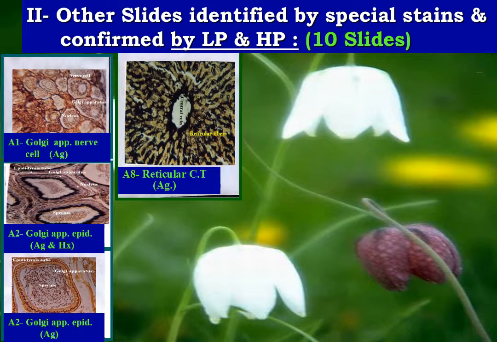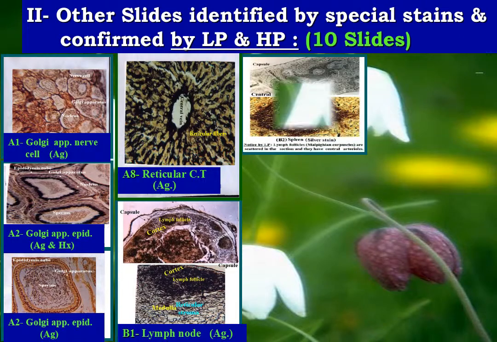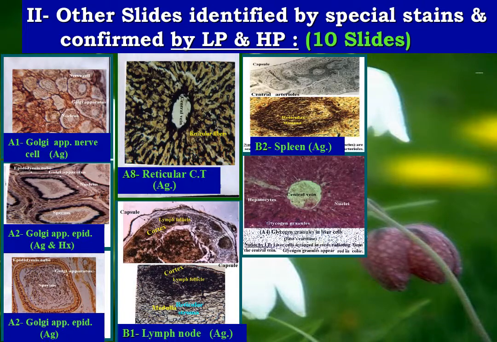Reticular connective tissue in the liver stained with silver, identified by low power. Reticular connective tissue of lymph node stained with silver, identified by low power. Reticular connective tissue of the spleen stained with silver, identified by low power.